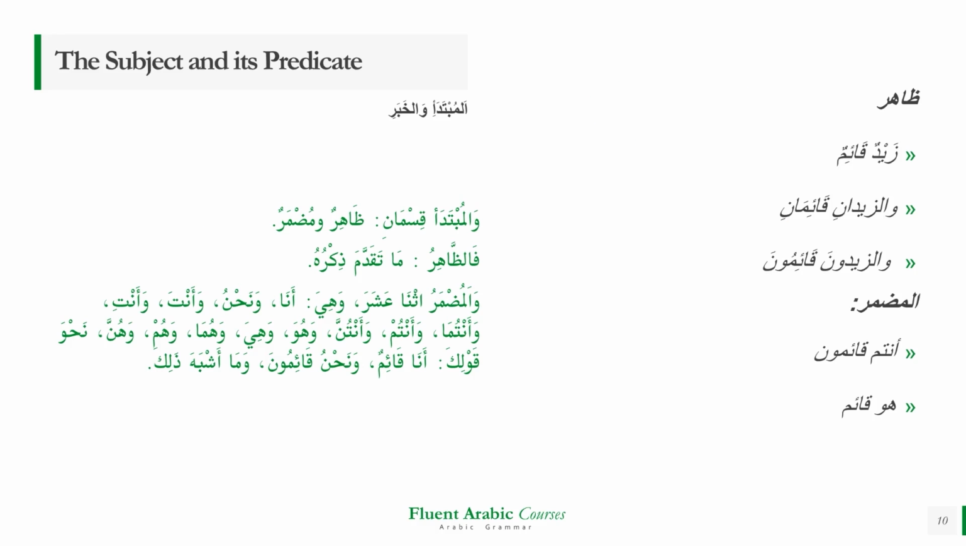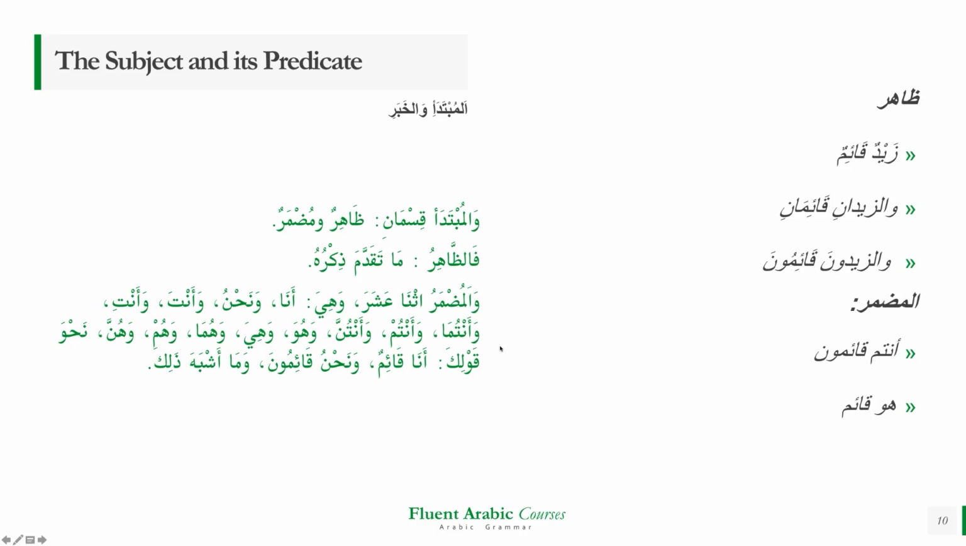وَالْمُبْتَدَأُ قِسْمَانِ ظَاهِرٌ وَمُضْمَرٌ. And this is the classification we are very familiar with by now, because we've been using this classification for all the previous elements that we have learned. The ظاهر is the apparent explicit Mubtada. فَظَاهِرُ مَا تَقَدَّمَ ذِكْرُهُ. And ظاهر is what we have already seen. So all these examples we have already gone through. These are all examples of the Mubtada which is explicit, because we can see the Mubtada explicitly and directly mentioned here. زَيْدٌ قَائِمٌ وَالزَّيْدَانِ قَائِمَانِ وَالزَّيْدُونَ قَائِمُونَ.